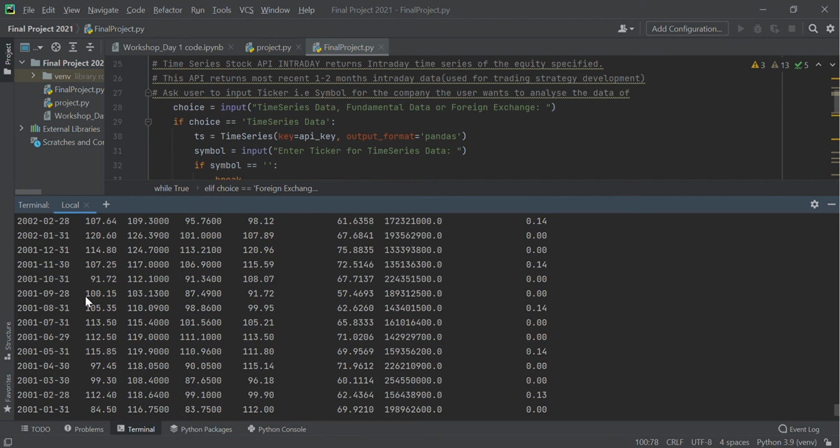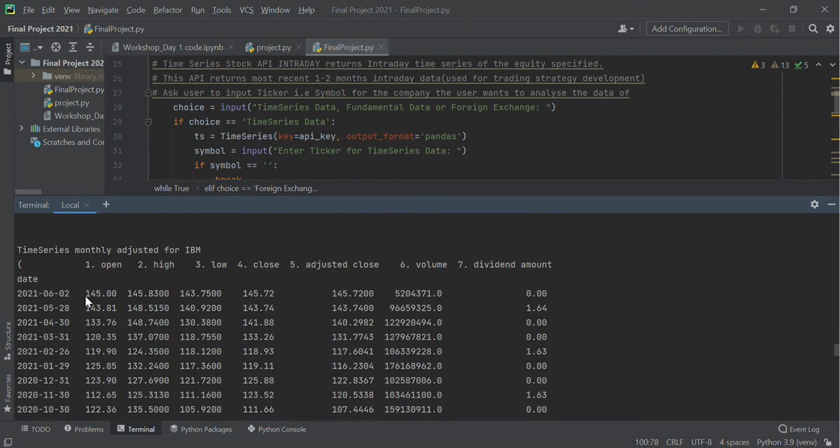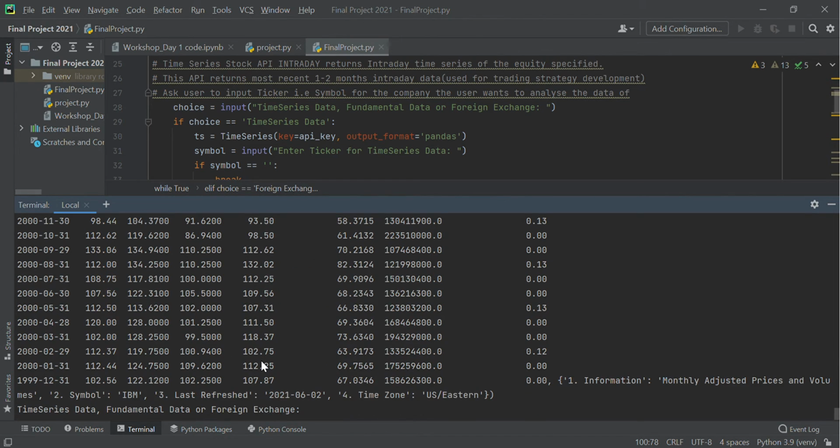So yes, here it gives me the output of how the IBM stocks are performing on a monthly basis. As we can see, it opened at 145, adjusted close at 145 on the 2nd of June. That's of today, so it gives me the latest data.